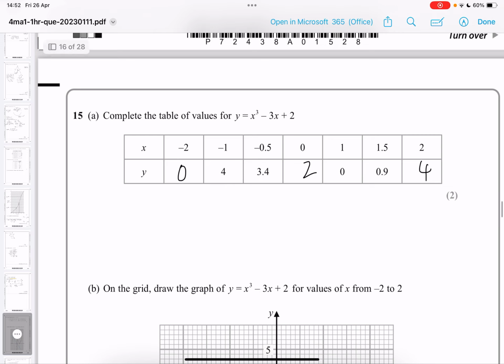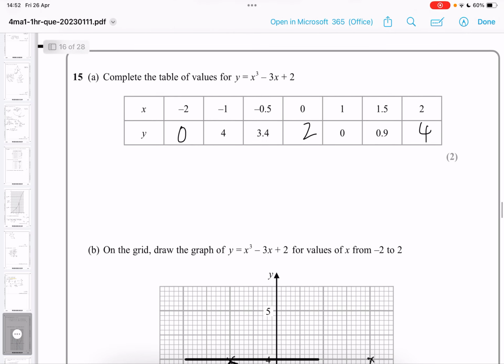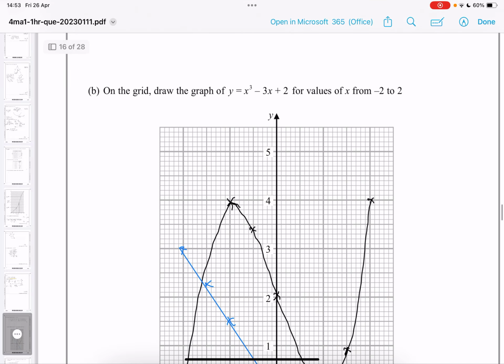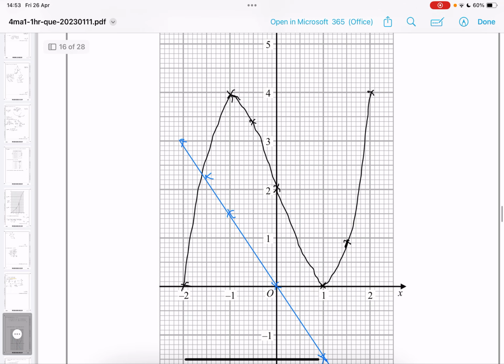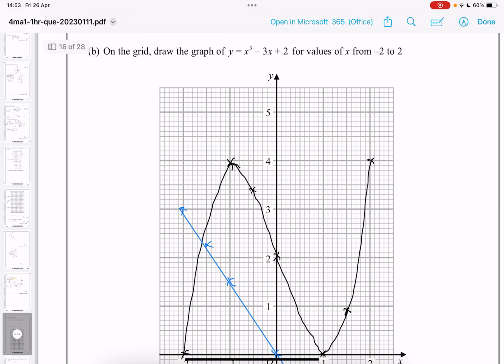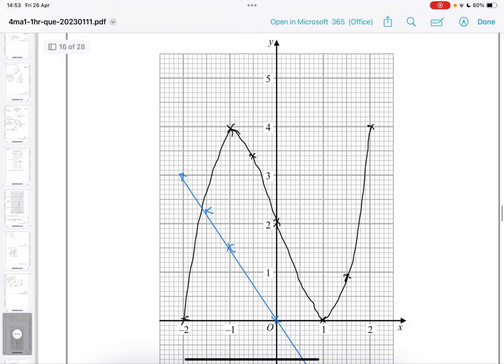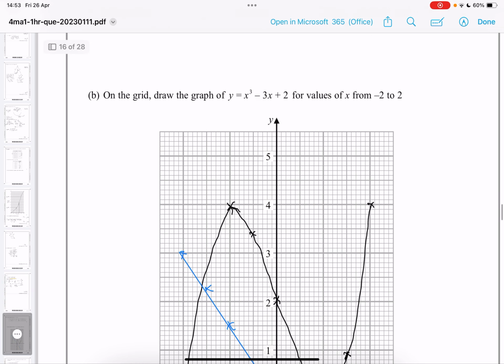On the grid, draw the graph of y equals x cubed minus 3x plus 2 for all the values. So now you just need to plot these coordinates onto this graph and join it up, and you should get a smooth curve. Not jagged like mine, but just connect all the points to form a curve. Okay, so that's the black curve here.